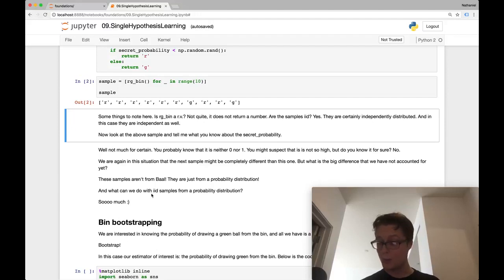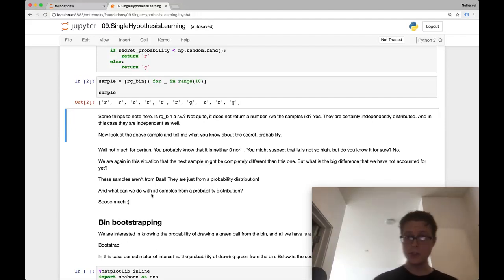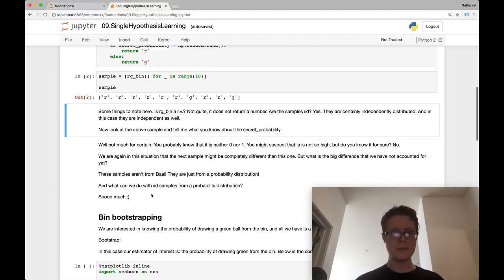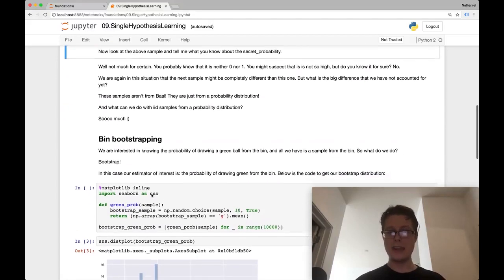And what can we do when we have this assumption? We can do so much. If you remember, when we had this assumption, we could do the entire Bootstrap confidence interval procedure that we did previously. Okay, so let's do this. So let's say we're very interested to figure out what the probability of getting a green ball was from this bin. So in our case, we would go ahead and do Bootstrap.